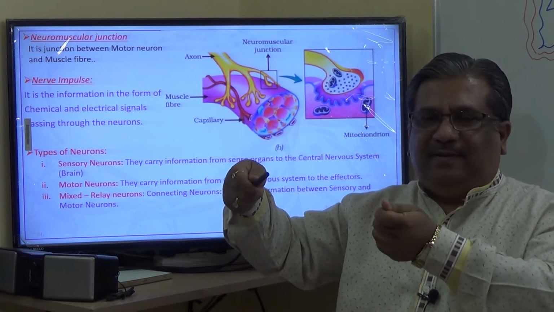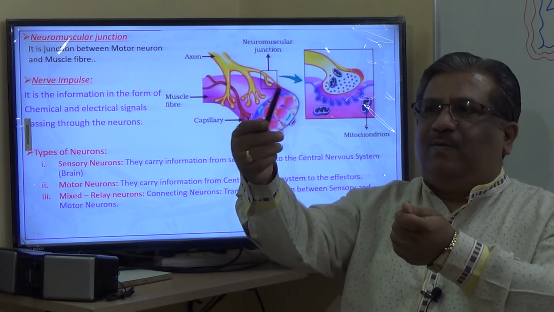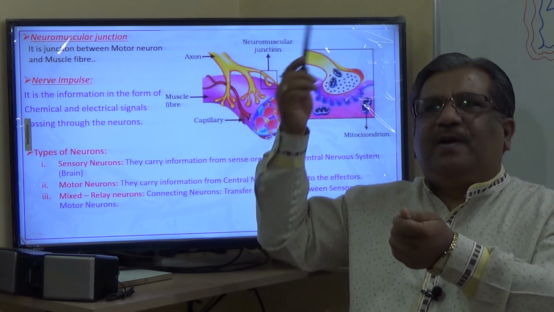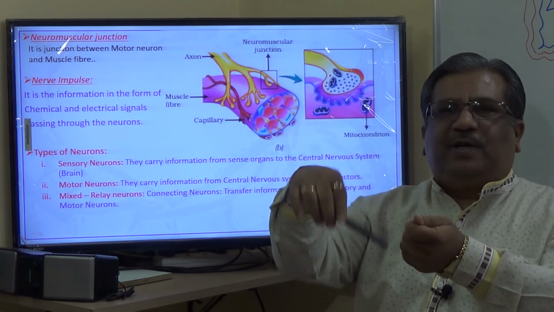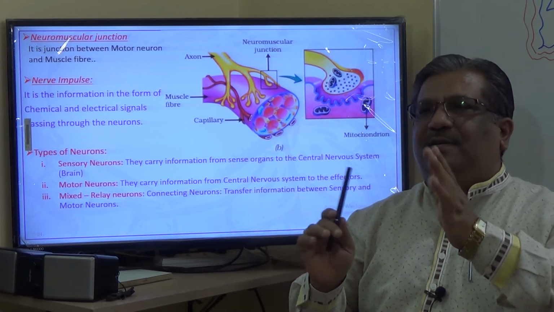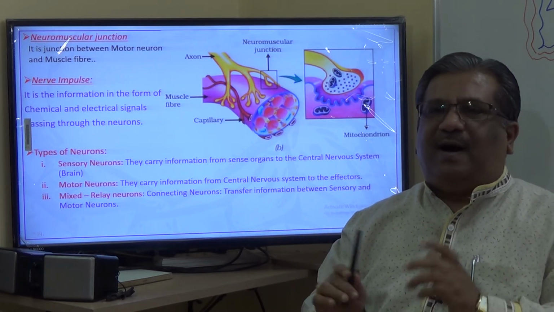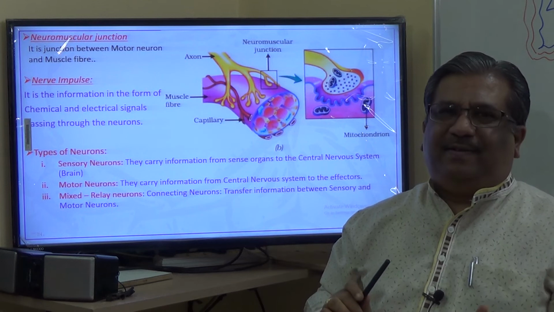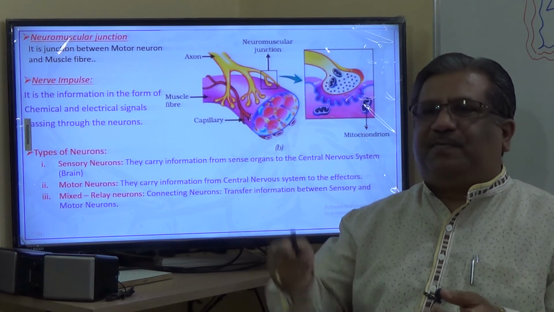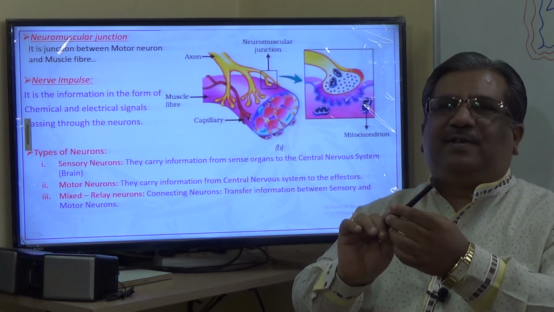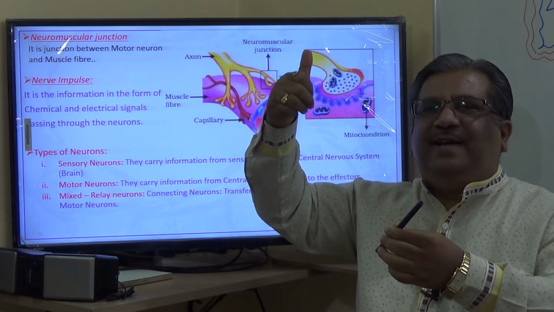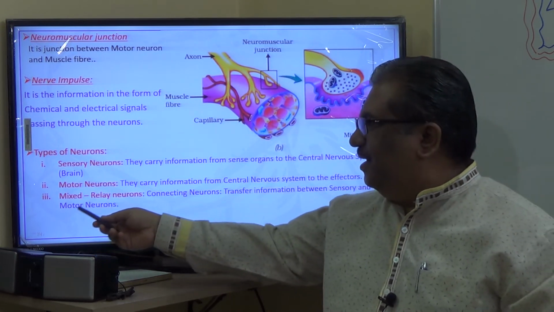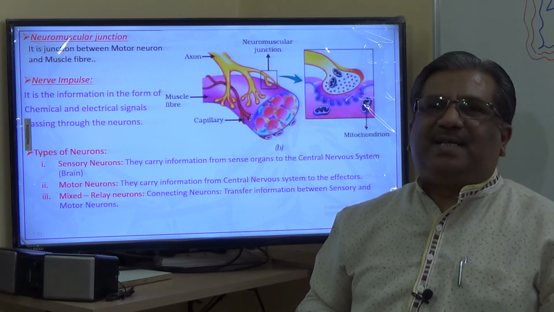If those two are there, information goes from sense organs to the brain via sensory neurons, and from the central nervous system to the muscles through motor neurons. These relay neurons or mixed relay neurons are the shortcut neurons or short circuiting neurons. They directly transfer information from sensory neurons to the motor neurons and just give one piece of information to the brain that I have transmitted the information. That kind of neurons are called relay neurons or mixed relay neurons.